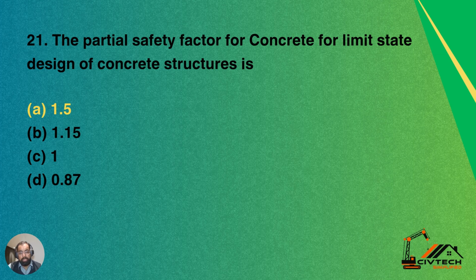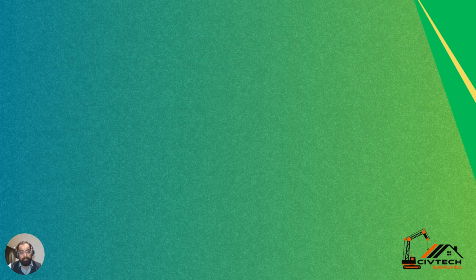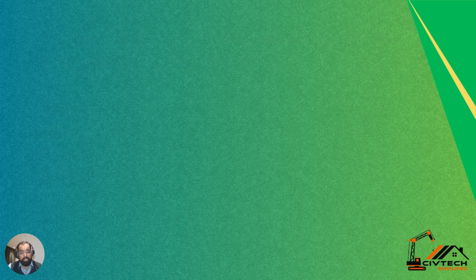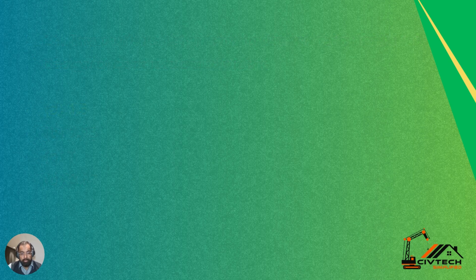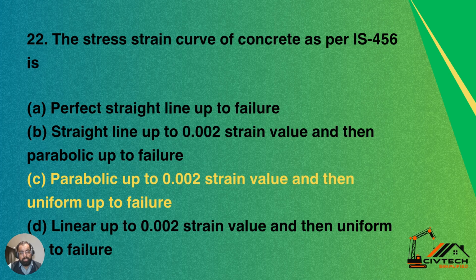Question 21. The partial safety factor for concrete for limit state design of concrete is: option A, 1.5; option B, 1.15; option C, 1; option D, 0.87. The earlier one was for steel and this is for concrete. For concrete, the partial safety factor is 1.5. For steel, it is 1.15.